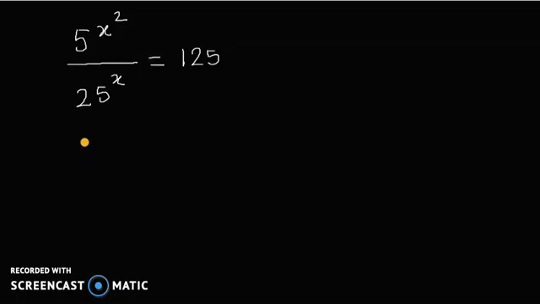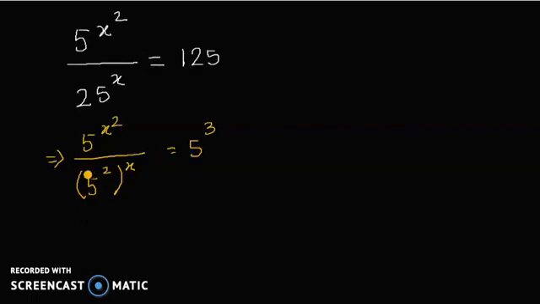Now I will rewrite it as 5 raised to power x raised to power 2, and 5 square is 25, and whole raised to power x is equal to 5 raised to power 3. 125 can be written as 5 raised to power 3.